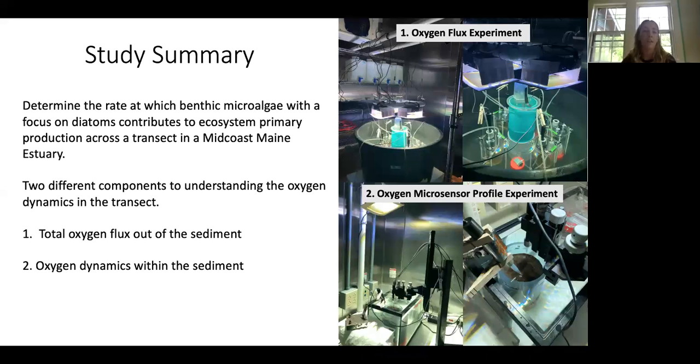A summary of my study is that I'm going to determine the rate at which benthic macroalgae, with a focus on diatoms, contributes to ecosystem primary productivity across a transect in a mid-coast Maine estuary. To do this, there are two different components to understanding the dynamics of oxygen within the transect. The first one is a total oxygen flux out of the sediment, which is done by quantifying the rate at which oxygen is produced and mixed into the water column by recording the oxygen increase at a well-defined light level for 1 hour to determine the total oxygen uptake rate out of the sediment, which is the TOU rate.